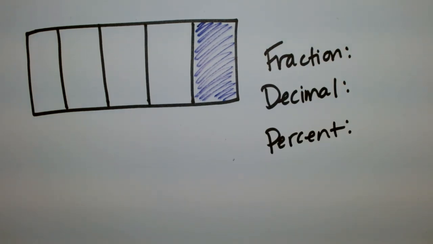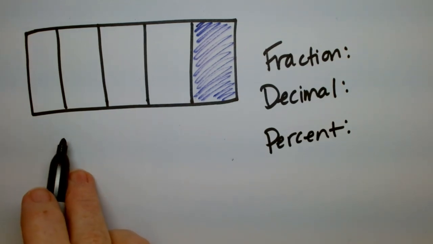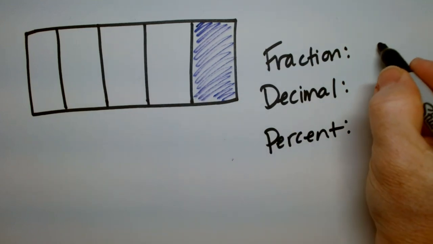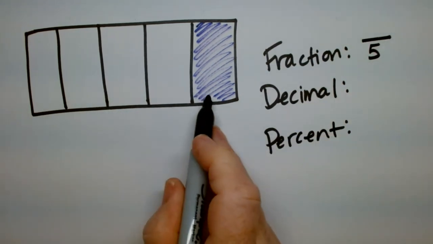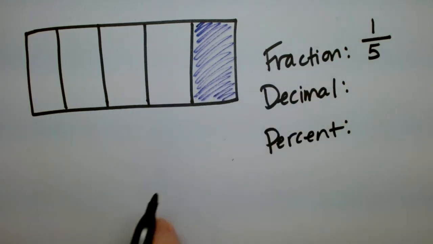Okay, we're doing good. We're doing good. Okay, so if we are going to do this, how many total? 5. This goes on the bottom. And how many did they take? 1. So 5 of them makes a whole. They only took 1. That's 1/5.